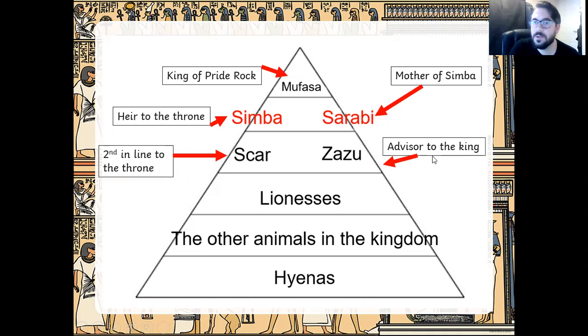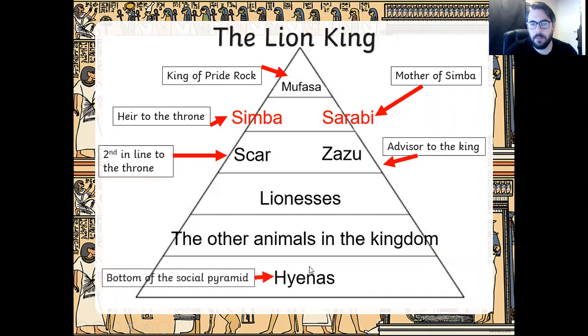Then we have Zazu, the advisor to the king, the person or bird in this example that gives the king advice on how to run the kingdom. Next, we have the lionesses, all the female lions. Underneath that, we've got the other animals in the kingdom. Think about what power they may have in decision making. It might be very little. And at the bottom, we've got the hyenas, bottom of this social pyramid. Now, this is just in the example of this film. It doesn't necessarily mean that this is true of real life. But in this film, we've got the hyenas at the bottom of our pyramid.